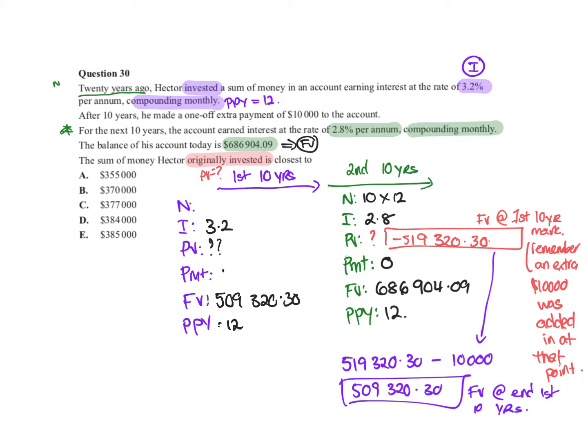Payments, he still was 0. And this would have been the end of the first 10 years, so we're going to do that. So when you pop it through your Finance Solver, just make sure you're changing that interest rate, and you're also changing your final value, 509,320.30.